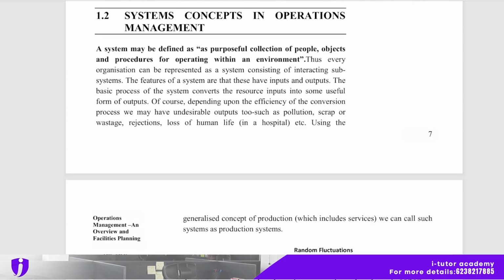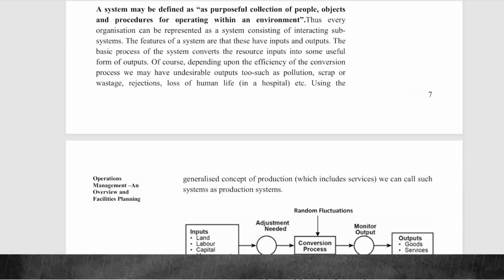Next is the system concept in operation management. A system may be defined as a purposeful collection of people, objects and procedures operating within an environment. Thus, every organization can be represented as a system consisting of interacting subsystems. The features of a system are that these have inputs and outputs. The basic process of the system converts resource input into some useful form of outputs.